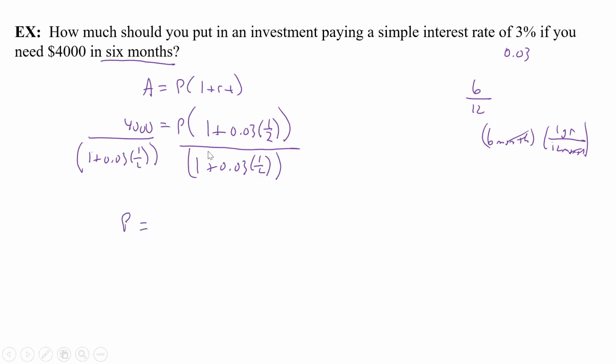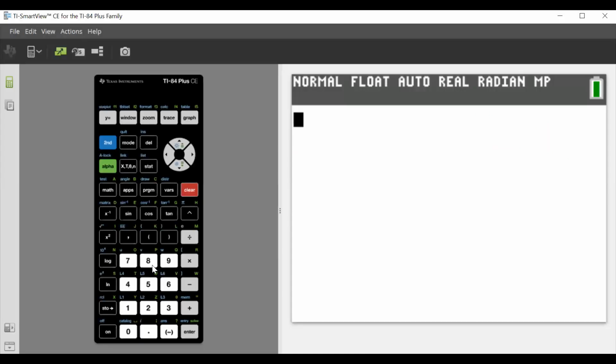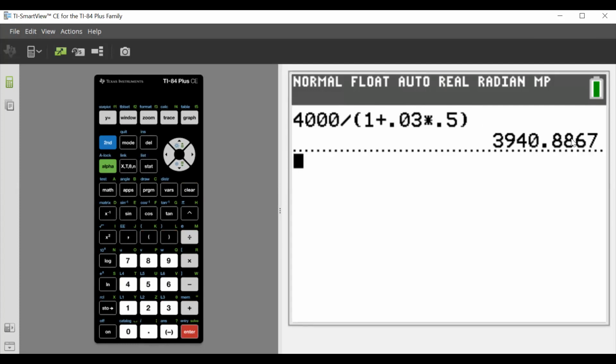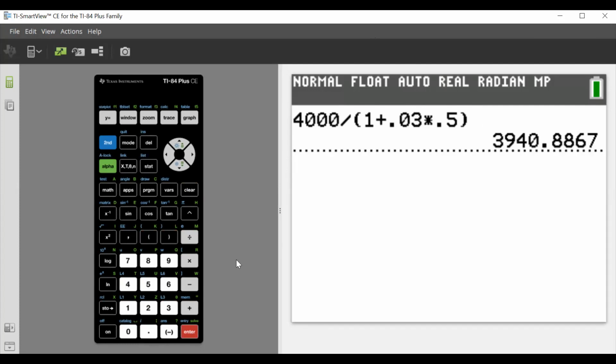And so if we do this problem instead, let's clear all this. We have it at the top. We have 4,000, and then we divide by, in parentheses, our 1 plus 0.03 times a half, and we get $3,940.88, and we're going to round that up to 89 cents. Now, I want to show you what the difference is if we didn't put those parentheses in there. Say we just did this.